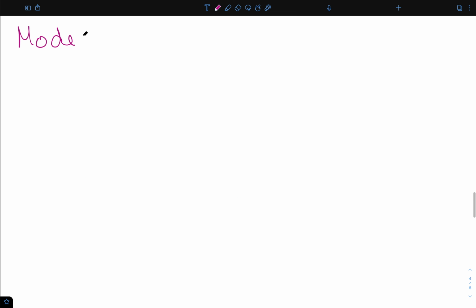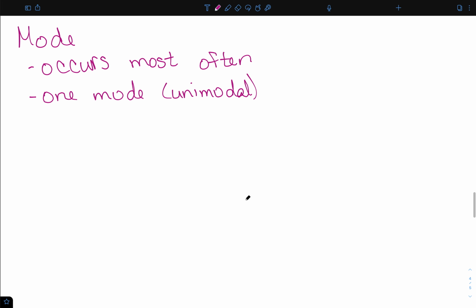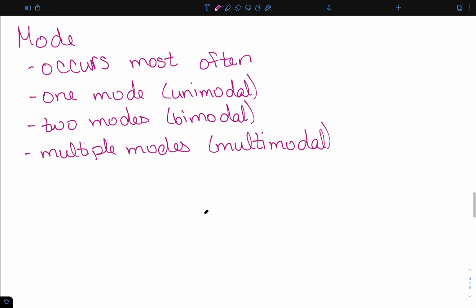Our third measure of center is the mode. The mode is the number that occurs the most often. A data set can have one mode, which is known as unimodal. It can have 2 modes, known as bimodal. It can have multiple modes, which is known as multimodal. And it is even possible that a data set has no mode if no value occurs more than once.